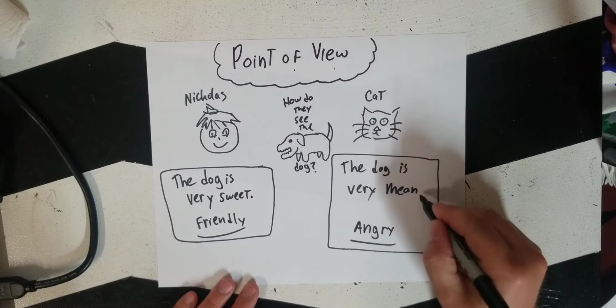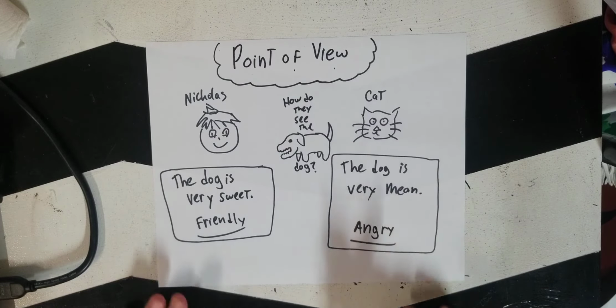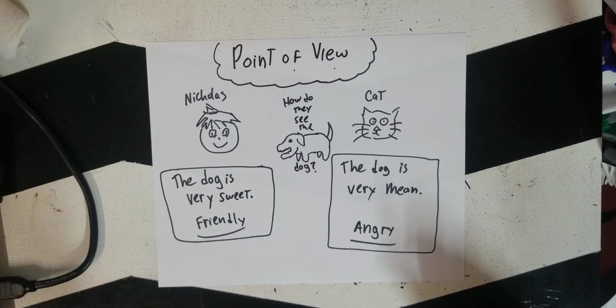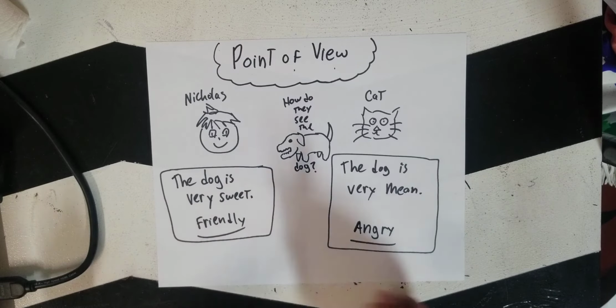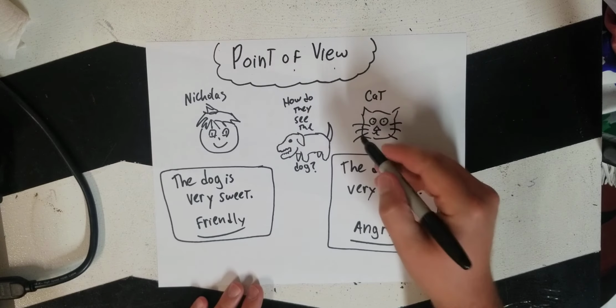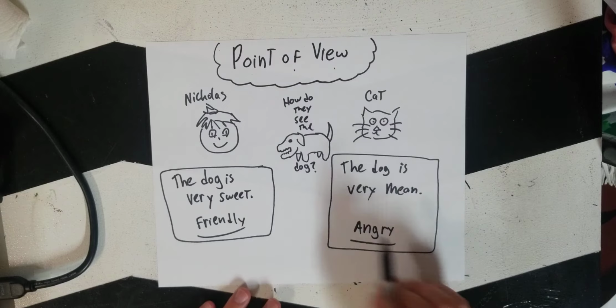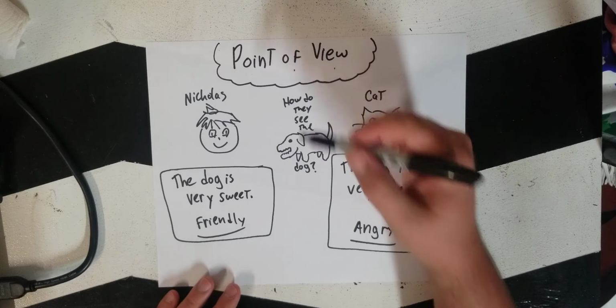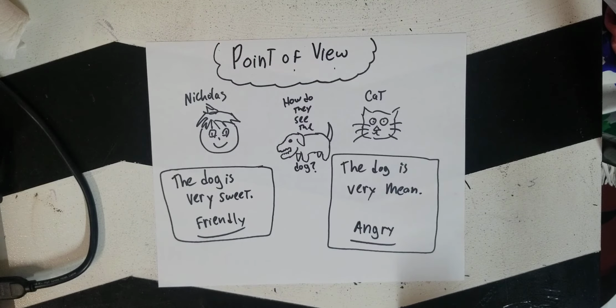And so this is just a perfect example about how point of view can change based on two different characters. Of course, as a human, Nicholas thinks the dog is very sweet and friendly because that's how humans often see dogs. But a cat might not feel the same way. A cat thinks the dog is mean and aggressive because dogs usually chase cats. And so this is a good example of how point of view works.